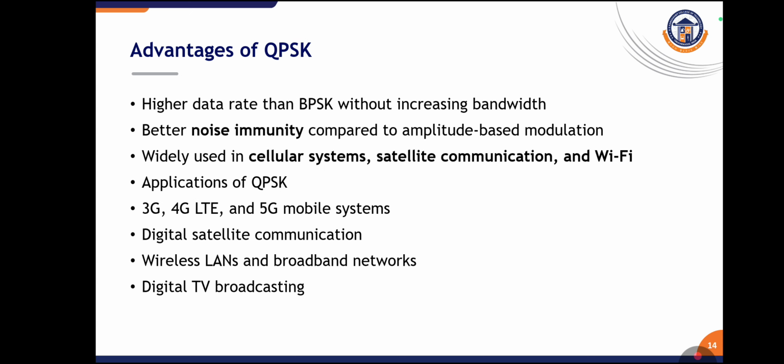Advantages of QPSK: higher data rate than BPSK without increasing the bandwidth, better noise immunity compared to amplitude based modulation, and wide use in cellular systems, satellite communications and Wi-Fi. The applications of QPSK are 3G, 4G, LTE and 5G mobile systems, digital satellite communication, wireless LAN and broadband networks, and digital TV broadcasting.